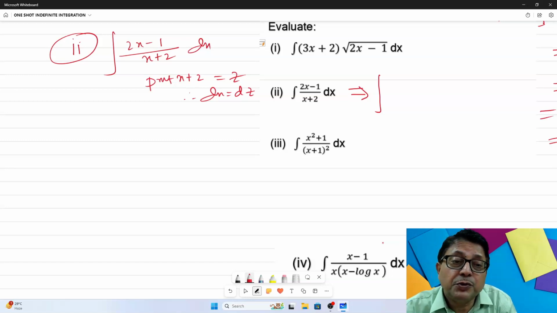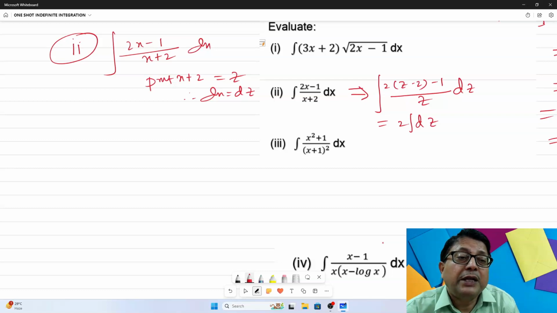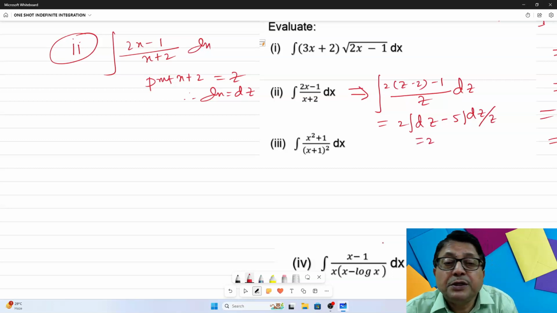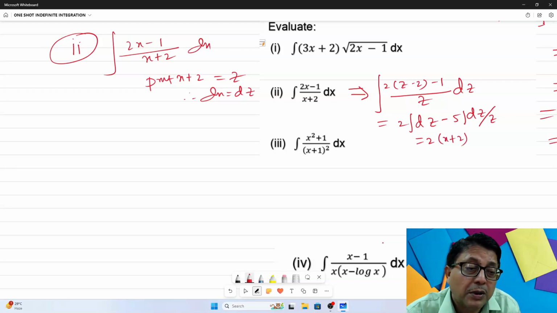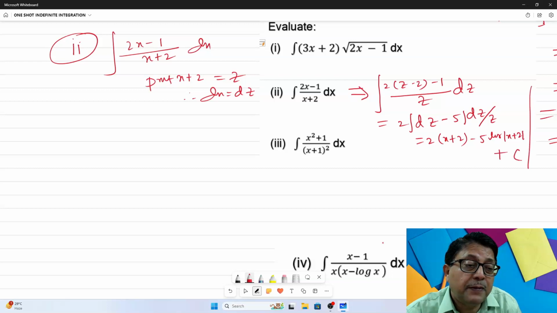x is z minus 2. So 2 into z minus 2 minus 1 by z dz. Alright. So this is changed to 2 into dz minus 4 minus 1, minus 5, dz by z. So 2 dz means, integration of dz is z. z is x plus 2, minus 5 log of mod x plus 2. This plus c will be there.